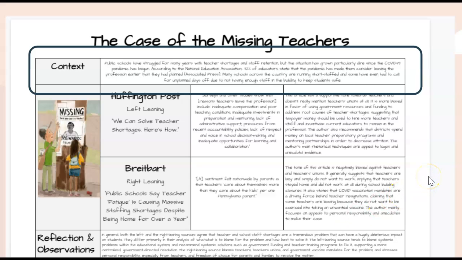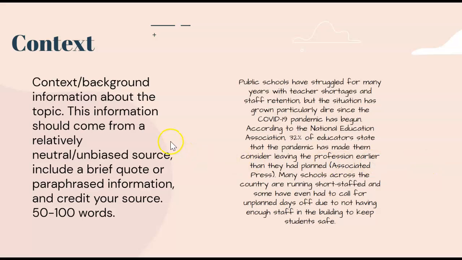Once you've found your three sources, you're going to start with giving your readers some context about the topic. Context is going to be relatively unbiased background information, and include a brief quote or paraphrased information with your source credited. This should be between 50 and 100 words.